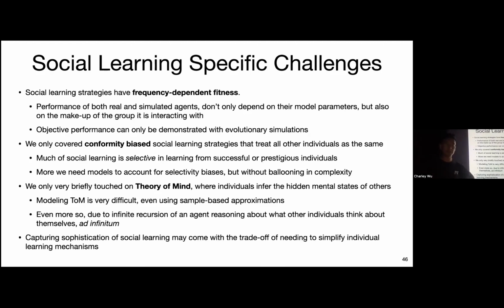Ultimately, capturing sophistication of social learning strategies will involve a trade-off, right? We may need to simplify individual learning mechanisms in order to better study the social learning mechanisms that we're interested in, right? We can't have everything at once. We can't have a map the size of the empire. We can't have our cake and eat it too. And so in this sense, we have to be careful about what types of hypotheses we're interested in studying, what types of mechanisms we want to focus on, and that may come at the cost of ignoring or downplaying other aspects of behavior in order to be able to estimate these phenomena reliably.